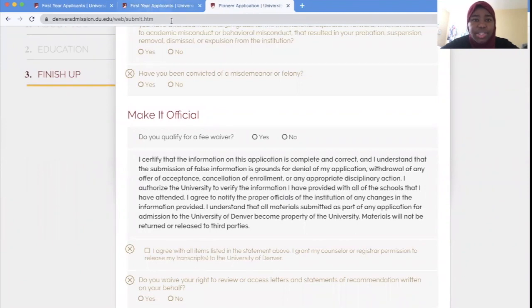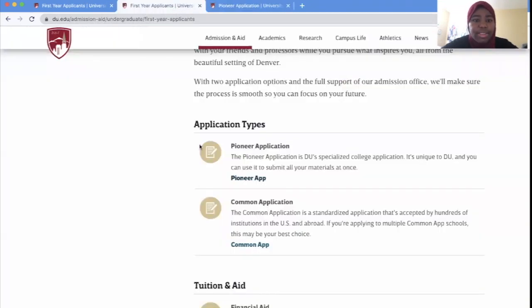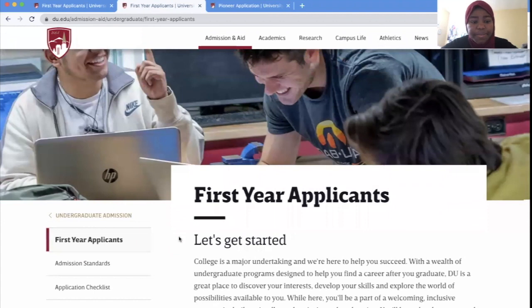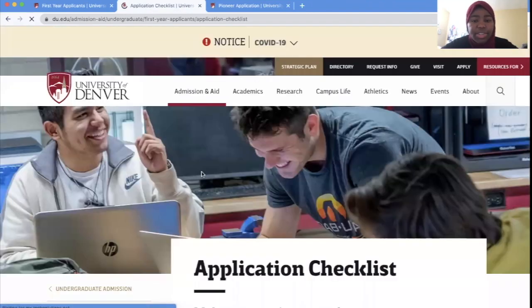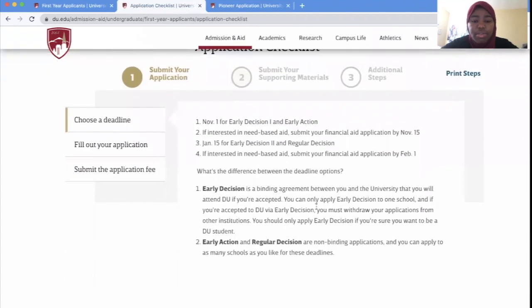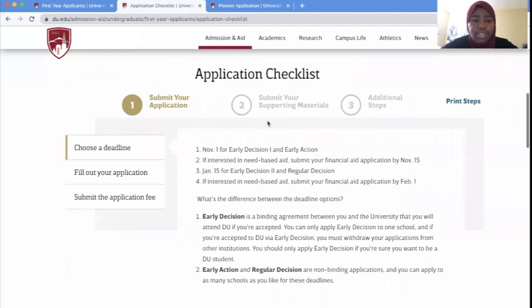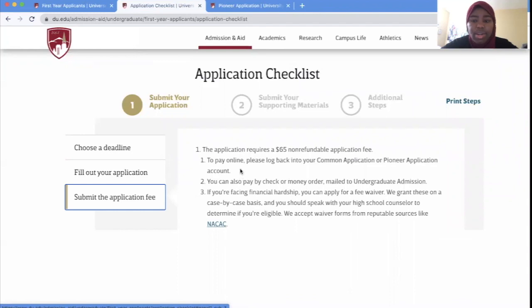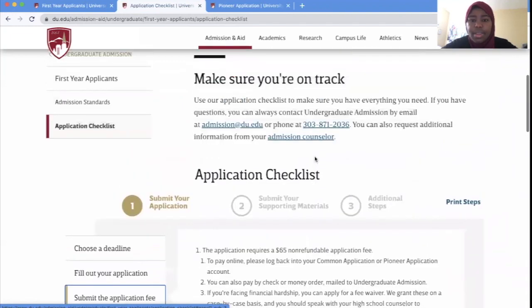So once you submit your application, you can go back to this page here where we started. It has an application checklist of things just to remind you of things you should have done. So you filled out your application, you chose a deadline, and also this is where you submit the application fee as well.